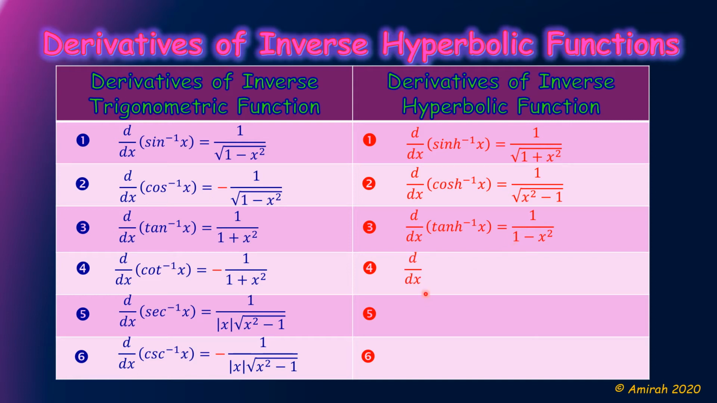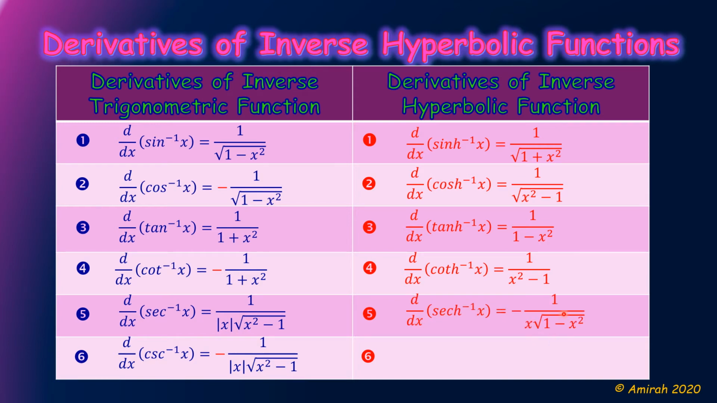Formula number 4 is the derivative of inverse coth x. It equals 1 over x squared minus 1. It is similar to the derivative of inverse tanh x, but for the derivative of inverse coth x, x squared comes first. And then formula number 5 is the derivative of inverse sech x.